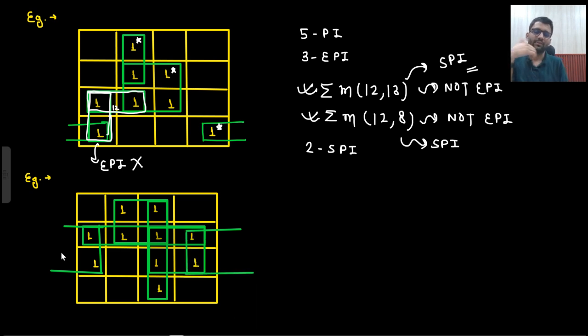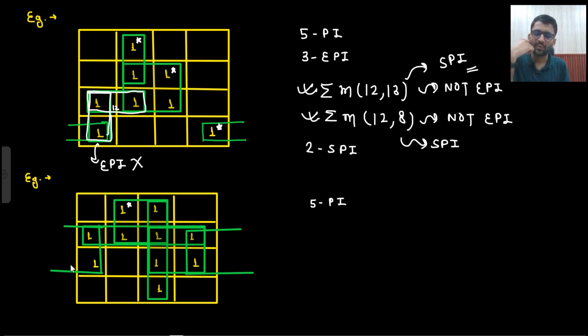All are quads. So 5 prime implicants are there. I can see this one is alone. This one is alone, so this is an essential prime implicant. When I go to this group, I get to know that this one is involved with this group. This one is involved with this group. So all are involved with some other guys, right? So this is not an essential prime implicant.